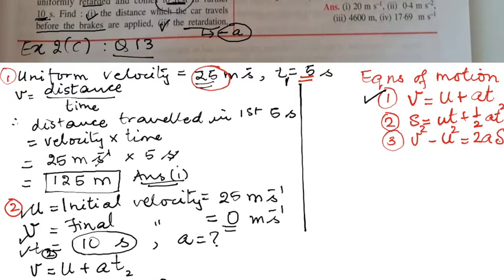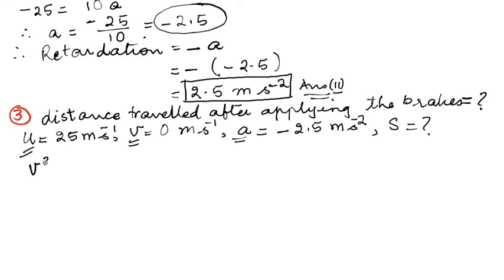v u a s. Which formula do you see? This one. Okay, so let us write that formula. v square minus u square is equal to 2as. What is our value of v? 0. So it will be 0 square. What is our value of u?